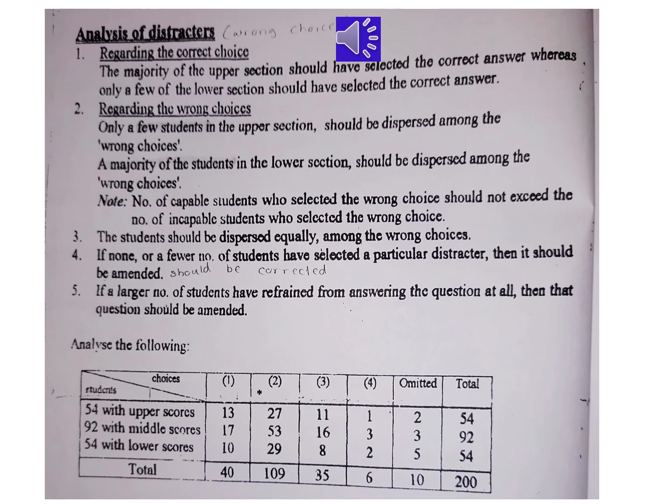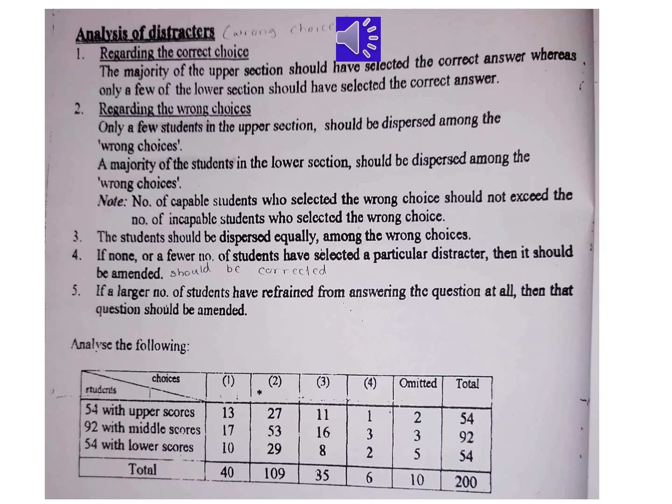Number 3. The students should be dispersed equally among the wrong choices. Now go to the totals down there. The first choice, out of 240 students, have selected that. Second one, 109. Third choice, 35 of them. And the fourth choice, only 6.